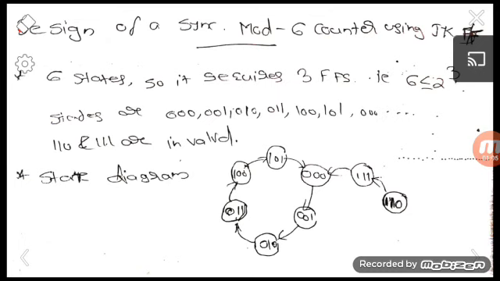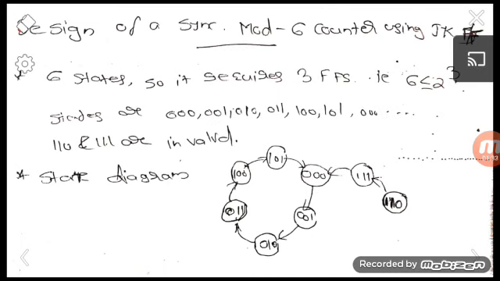For these 6 states we also have to use 3 flip-flops, because of the relation capital N less than or equal to 2 raised to n. Here the modulus N is 6, and it should be less than or equal to 2 raised to n, so the value of small n will be 3. So we have to use 3 flip-flops.